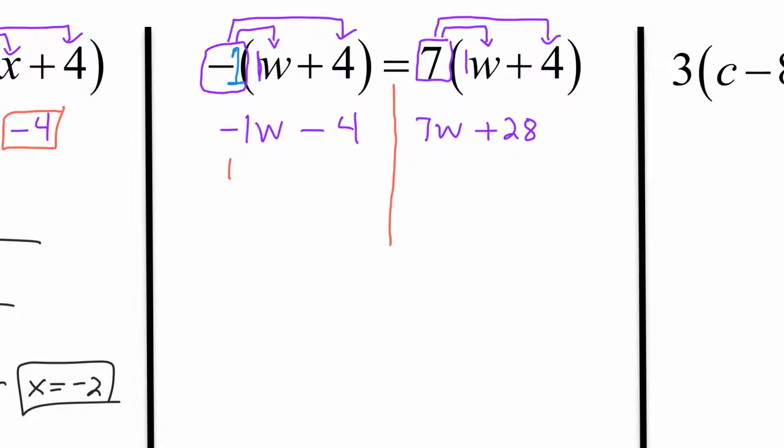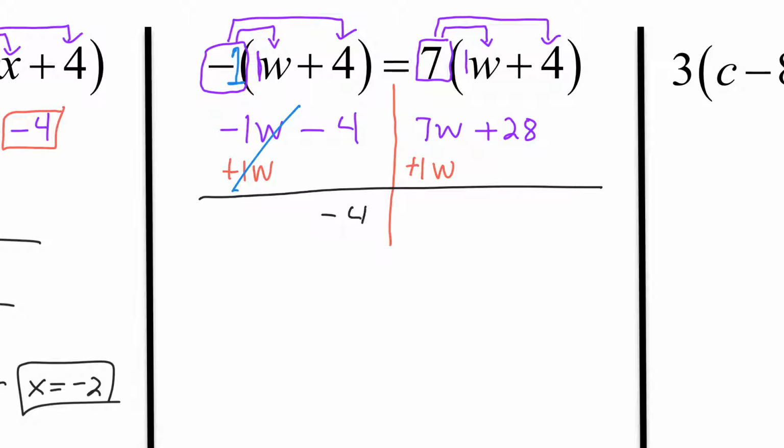So I'm going to add 1w on the left side, and I'm going to add 1w on the right side. So when that happens, well, we know this right here will cancel. Negative 1 plus 1, 0. Negative 1w plus 1w, 0. They cancel. I'm going to bring down the negative 4. And on the other side, 7w plus 1w, that's 8w. And I'm going to bring down the plus 28. So we do have a variable on one side. It is on the right side, which is fine, but we only have one variable on one side, and that's what we want.